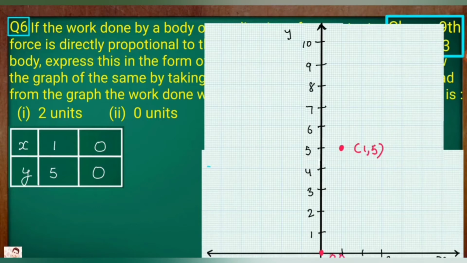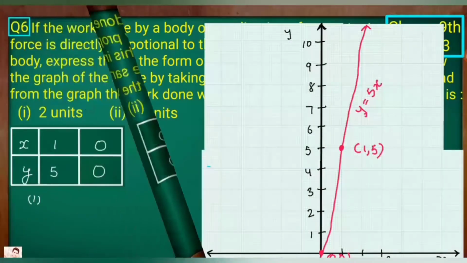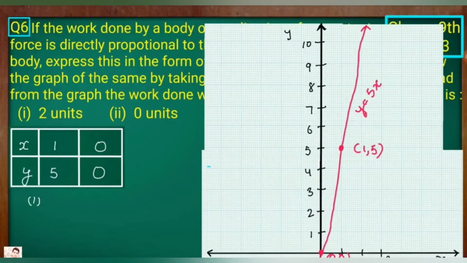Now let's join the two points with the help of a scale. Here I couldn't use a scale, but while you are drawing, use a scale to join the two points (0, 0) and (1, 5). So what is the equation of this straight line? y equal to 5x, is it? Very good. So the graph is also over.